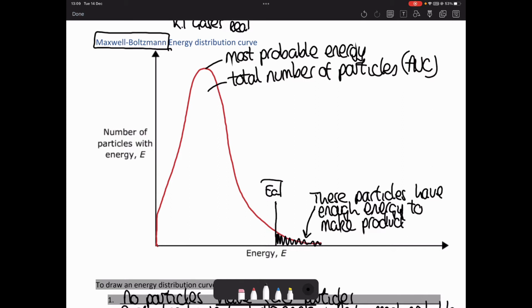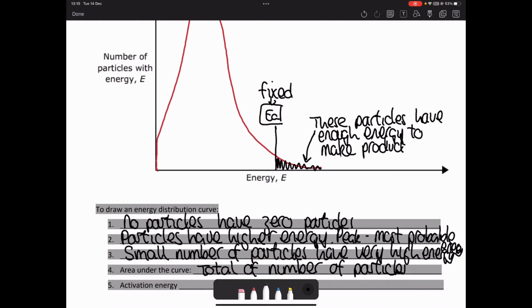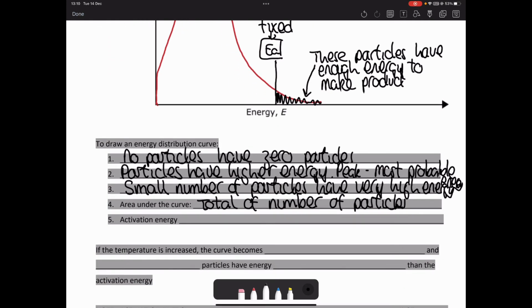So activation energy is a fixed value, and particles either have enough energy or energy greater than it, or they don't. Your activation energy is fixed. It is not going to change as we go through this. So down here for our activation energy, we're going to say only particles with energy greater than EA, because I'm just going to shortcut it because I don't have room, will make product.